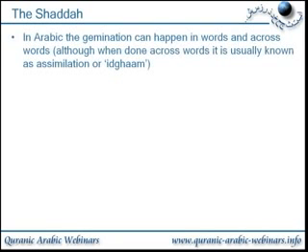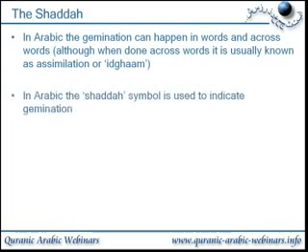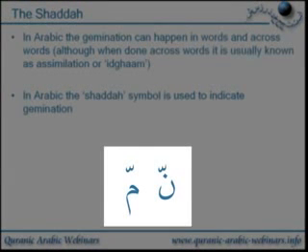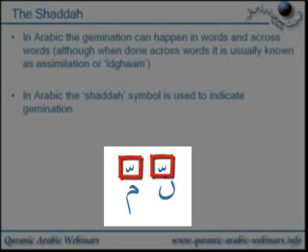In Arabic, the gemination can happen in words and across words. So in English you normally get it across words. In Arabic you will get it a lot within one word, and you'll get it across other words as well. Although when done across words it is usually known as assimilation or idgham. So that's a note really for further on. When we get to the Tajweed stage, there's going to be lessons on this term called idgham, which is assimilations. However, when you do the assimilations, the shaddah is usually employed. In Arabic, the shaddah symbol is used to indicate gemination. And here we have two letters, the noon and the meme. Both of them, just above them, you see the little sort of W, and that in Arabic is known as the shaddah. And the shaddah in Arabic is indicating that gemination is going to be taking place.